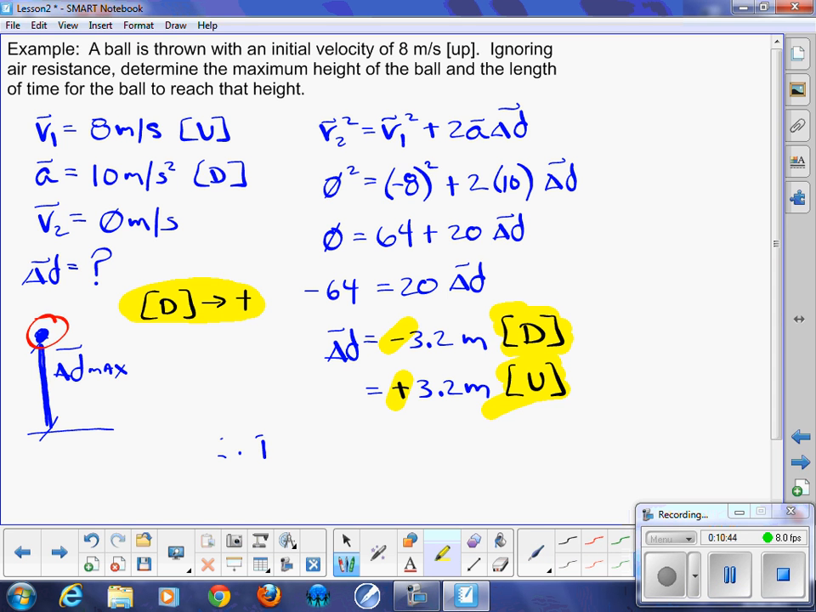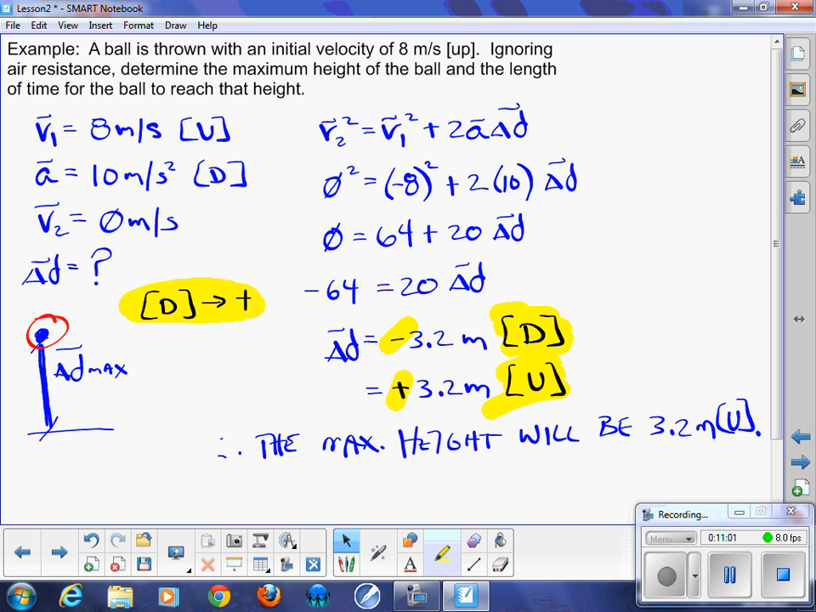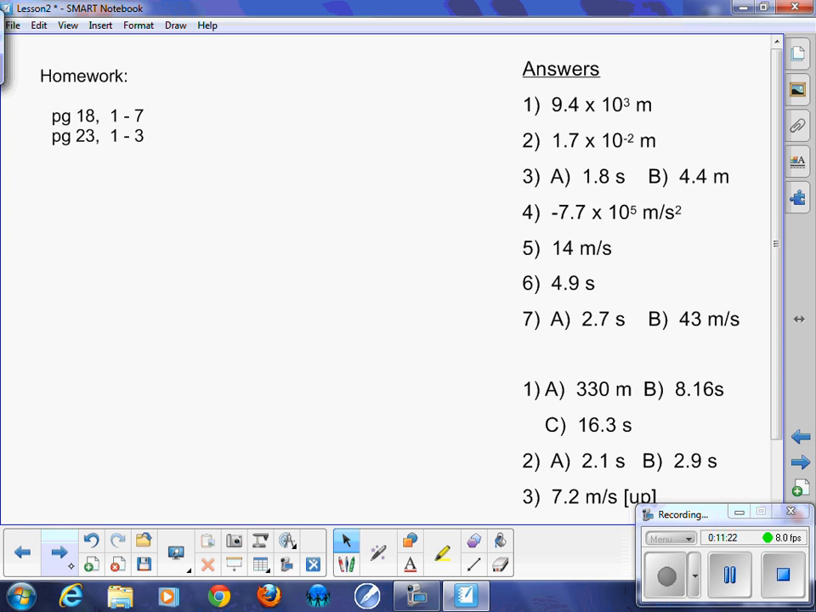So therefore, max height will be 3.2 meters, and I guess I will put the vector in there, up. Most people are going to assume that. If you told someone max height was 3.2 meters down, they'd look at you a little bit funny, but that's the way it is. So there we go. Questions with that, and the majority of your battle will be dealing with sign convention. You need to be very careful, making sure positives and negatives get substituted properly and making sure you enter them into your calculator. So you need to be very aware of that.